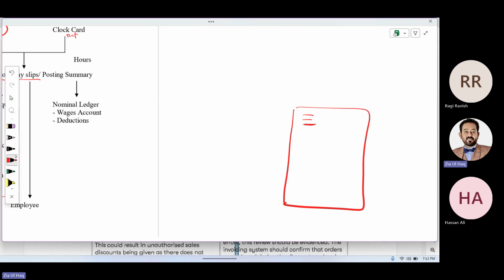Suppose the employee is allowed 8 hours a day, 5 days a week. This means if there are 4 weeks, he can work 160 hours in a month. Suppose he has worked 160 hours and the normal rate is 10. This means 1600 is the normal pay. He has also worked 20 hours as overtime, and the overtime rate is double the normal, so there will be 400. So 2000 is his gross pay.